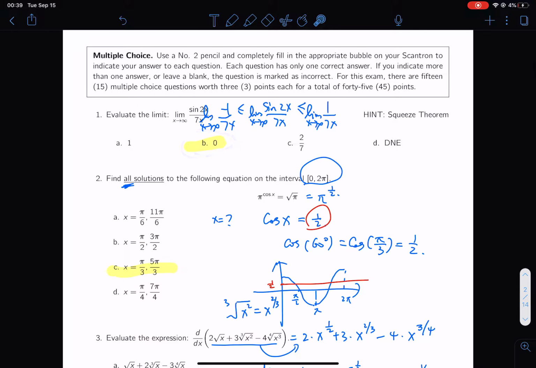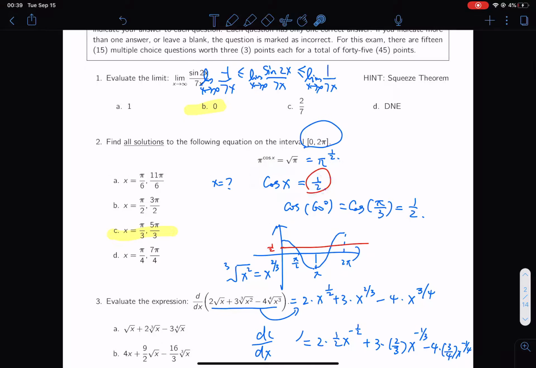And for the second question, find all solutions. That means we may have more than one solution. And on the interval 0 to 2 pi, we know the right side, the square root of pi, is just pi to the 1/2 power. So we know the power must be the same. That means we are trying to solve for the equation: what is the value of x such that cosine of x is 1/2.